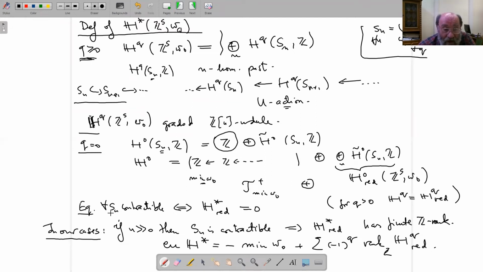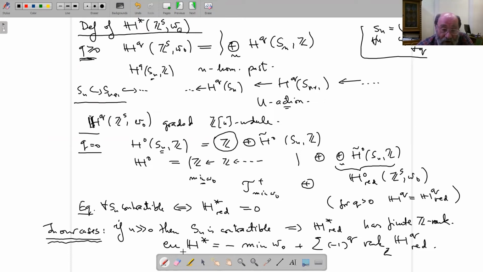Actually, let's see that Sn is contractible. That means exactly that for higher cohomologies we don't have anything, and in H0 we have just the Z. So that means exactly that the reduced lattice cohomology vanishes. In all our cases, for n very big, Sn will be contractible. So for finitely many n's we will have some interesting information. Otherwise the reduced cohomology is nothing, and that means also that the reduced lattice cohomology has finite Z rank.